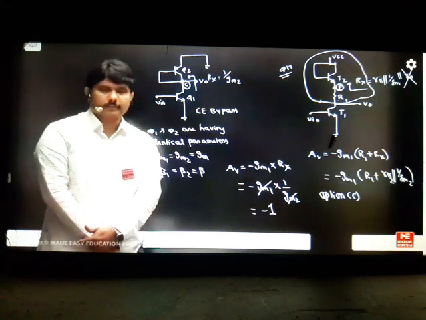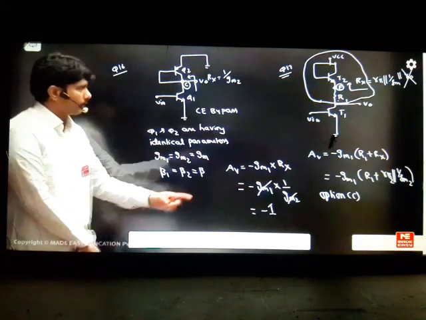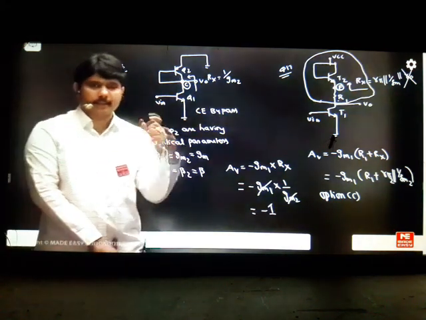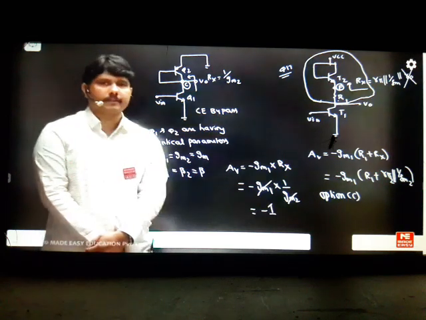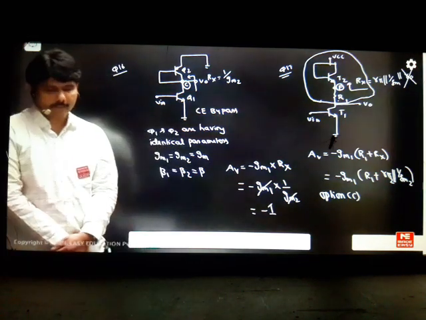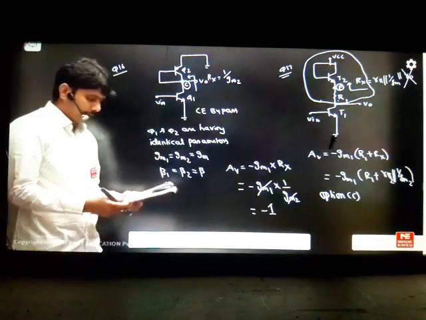So it takes hardly 10 seconds to answer these questions. Just apply the tricks I told you in my notes: first find Rx and get the answer. It's a bypass amplifier, so the gain is minus gm into RC. That RC became R1 plus Rx here. That will complete the problem. Great. 17 questions complete.